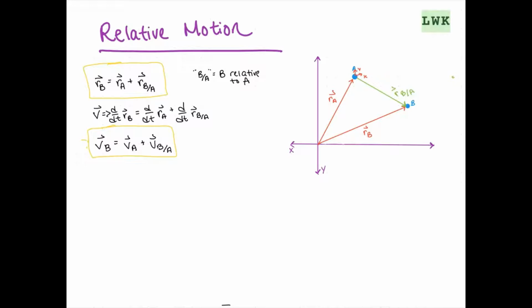And of course, for acceleration, we can take the derivative of our velocity with respect to time. So velocity of A plus derivative of velocity of B relative to A. And shorthand, we can say acceleration of B equals the acceleration of A plus the acceleration of B relative to A.